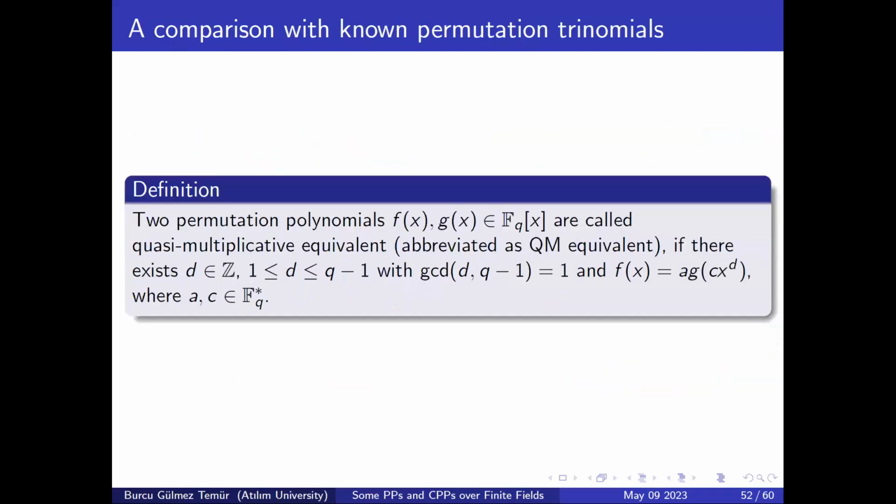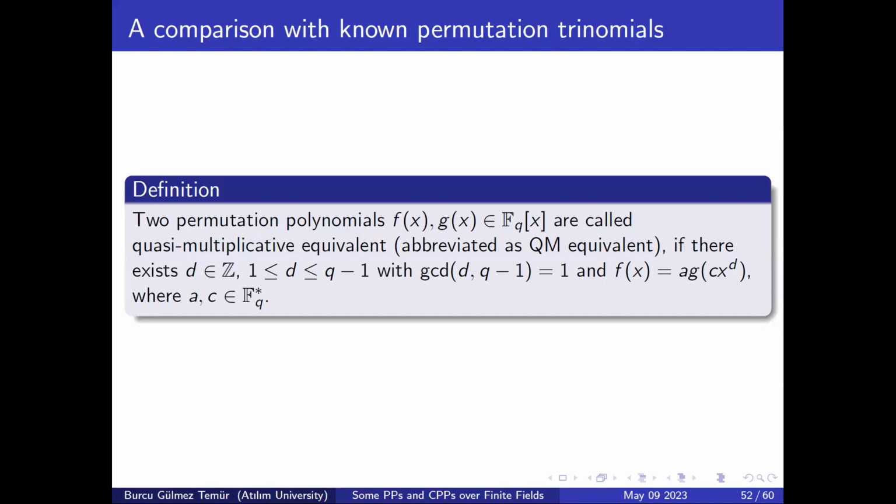And we have a definition of quasi-multiplicative equivalence of two permutation polynomials. F and G are called quasi-multiplicative equivalent if you can find an integer d between 1 and q minus 1, with d relatively prime to q minus 1, and if you can write f of x as a times g of c times x to the power d, where a and c are in Fq star.